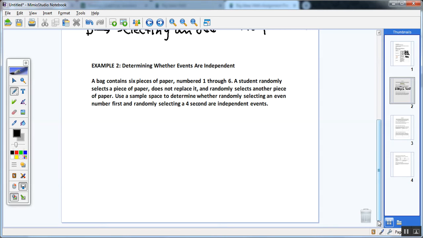It says a bag contains 6 pieces of paper this time, numbered 1 through 6. Same example. A student randomly selects a piece of paper, but what, kids? Does not replace it. Right? And then randomly selects another piece of paper. Use a sample space to determine whether randomly selecting an even number first and randomly selecting a 4 second are independent.